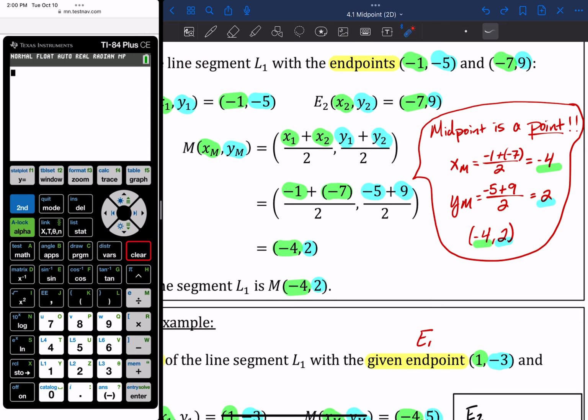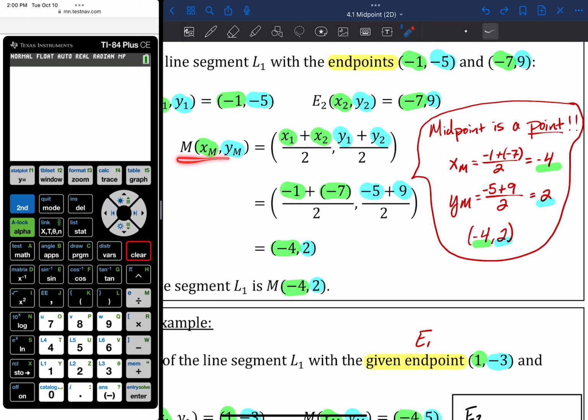So if we look at this formula, remember, midpoint is a point. It has an x and a y component. So the best thing to do is think about doing the x component first, then the y component. So let's do the x component first. I have -1 and -7. What number is between -1 and -7? Well, the formula does that for us. I add up the two values, the -1 and -7, and I divide by 2.